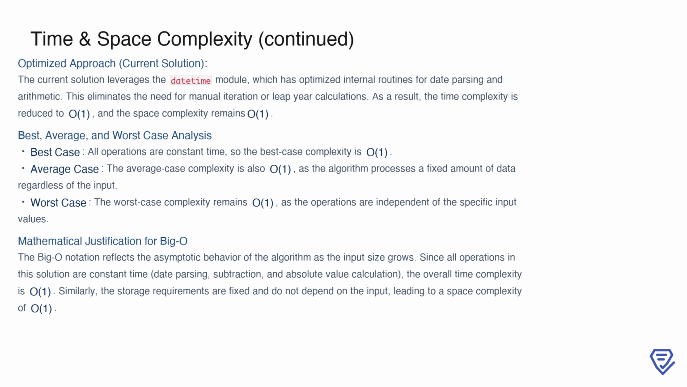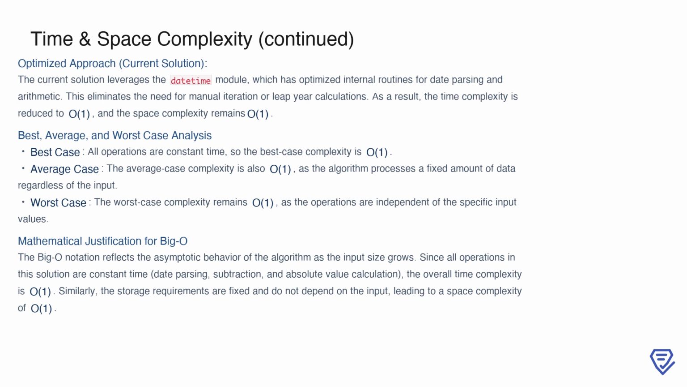As a result, the time complexity is reduced to O(1), while the space complexity remains O(1). To summarize the best, average, and worst-case scenarios, the time complexity is O(1) in all cases because the algorithm processes a fixed amount of data independent of the input. Similarly, the space complexity remains constant as no additional memory is required.